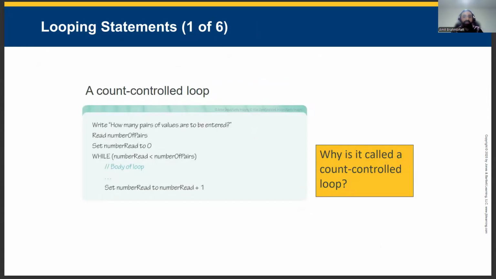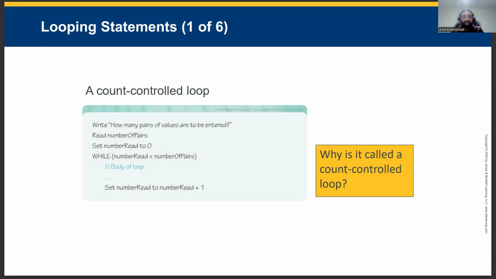Looping statements. Count controlled loop. This slide introduces a count controlled loop, a loop that repeats a specific number of times. It asks why this type of loop is given its name. The answer is that the loop continues until a counter variable reaches a predetermined limit.